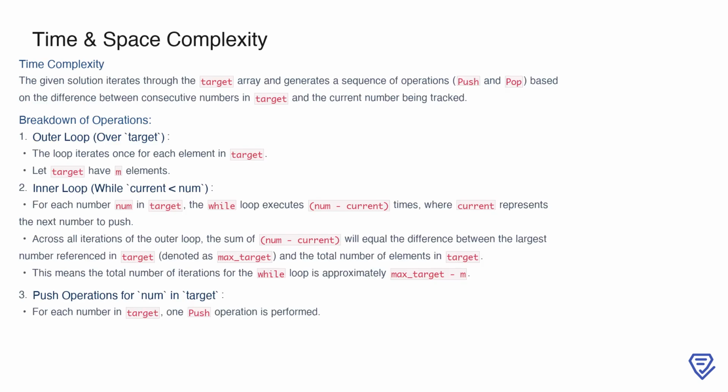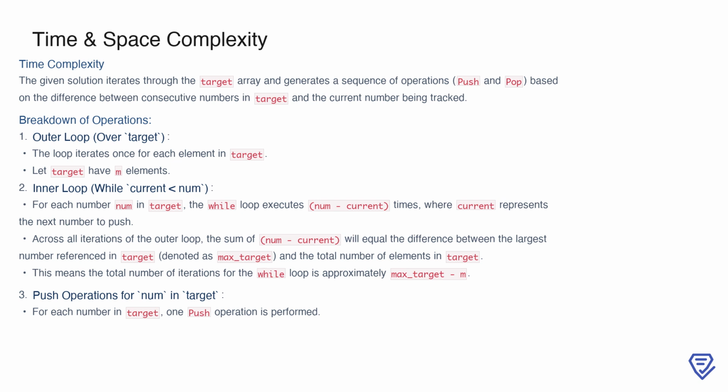In this problem, the time complexity is determined by how we process the target array and generate the sequence of stack operations. First, we iterate through each element in target, which we'll call the outer loop. If the target array has m elements, this loop will run m times. Inside the outer loop, there's an inner while loop that runs whenever the current number being tracked is less than the next number in target. This inner loop essentially fills the gap by pushing and popping numbers until we reach the desired value. The number of iterations in this inner loop is equal to the difference between the largest number processed, max_target, and the total number of elements in target, m.